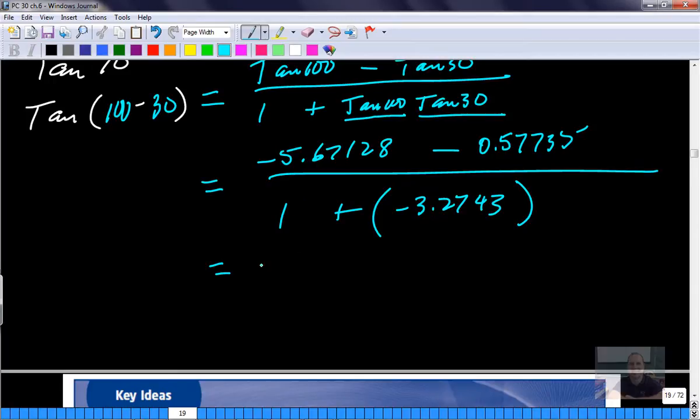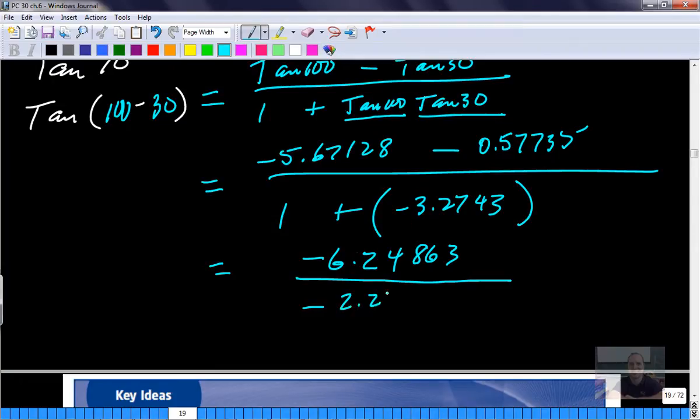So when we subtract these, what do we get on top there? Anybody done this yet? Sorry, negative 6.24863. Okay, agreed? Yes? Somebody else got that? Okay, what about over here on the bottom? So 1 plus or minus this. So that's going to be what? Negative 2.2743. Correct. Okay, 27.